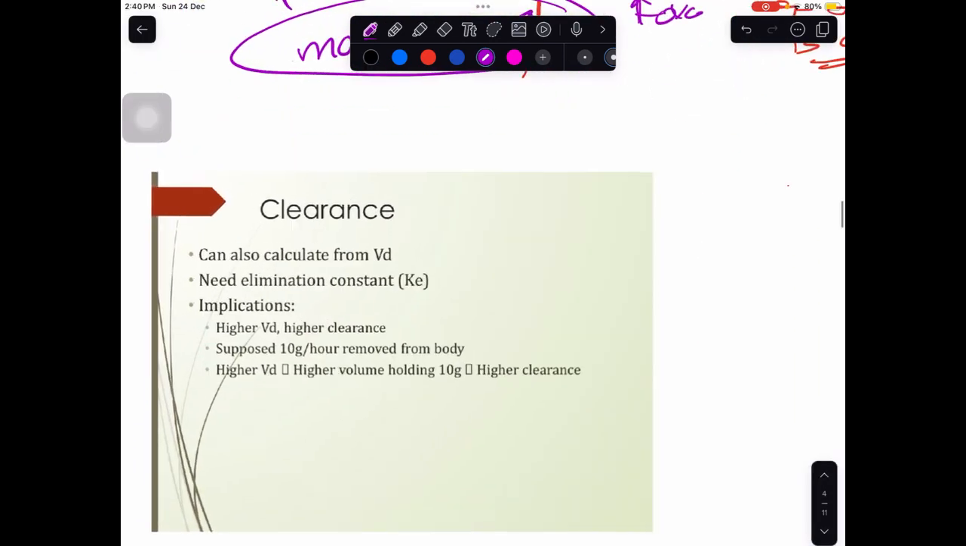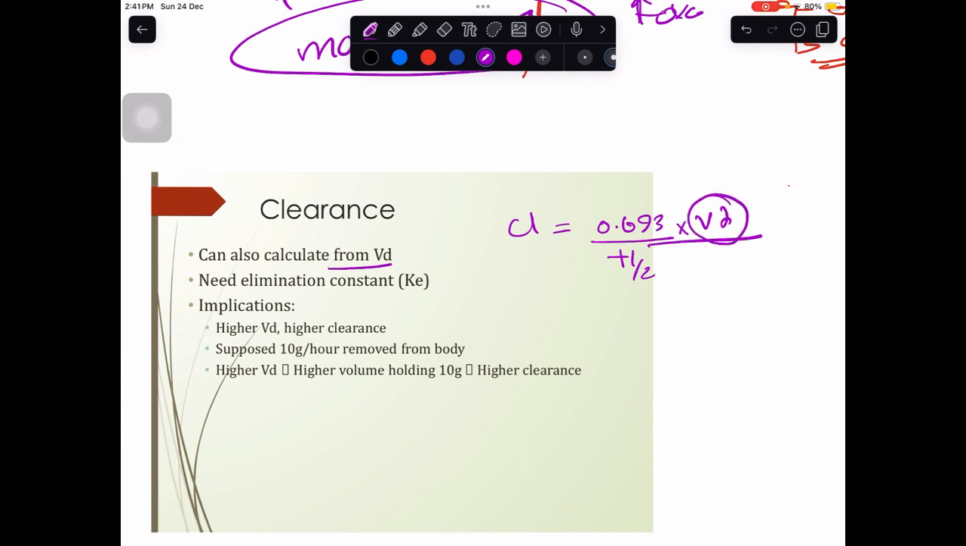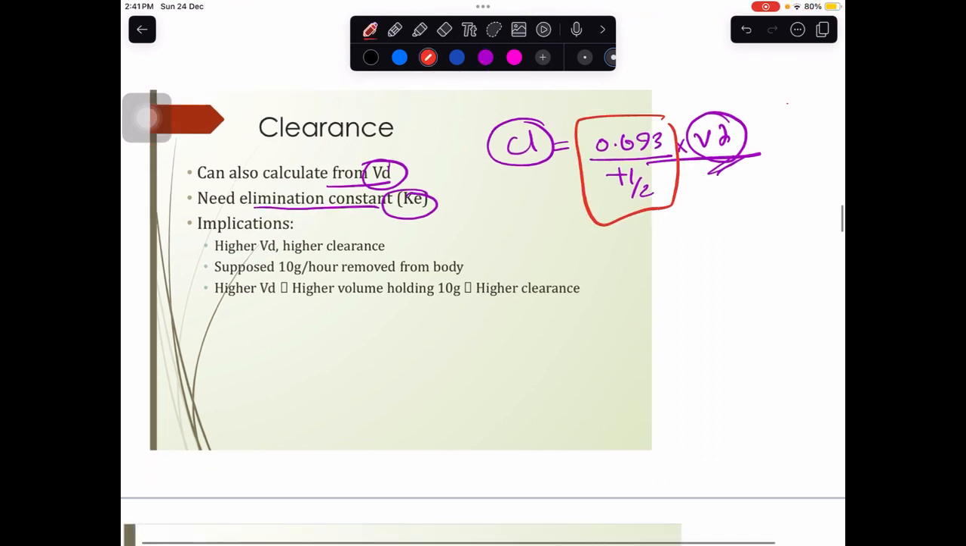Now here, what does it mention? Clearance can also be calculated from VD. It's pretty self-explanatory from the equation. We mentioned clearance is 0.693 divided by T half times VD. So they are saying that I can also calculate clearance from the VD, and that I need the elimination constant. This is my elimination constant, so there's nothing new here. Implications: higher VD, higher clearance.